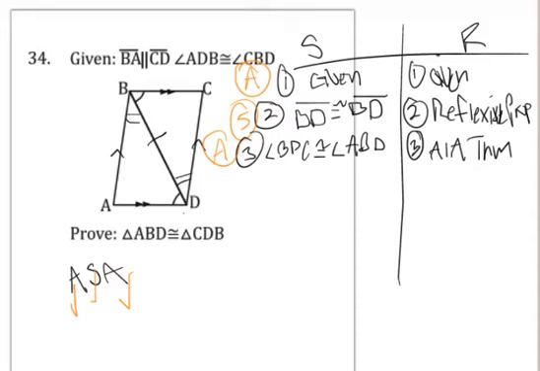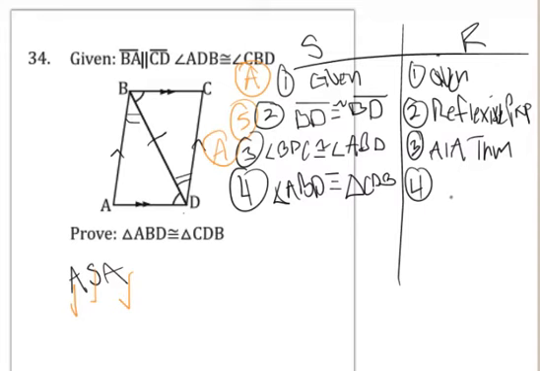I'm good. This is why these proofs are so easy, right? They're the best. I love them. They make me so happy. So we write a proof statement: triangle ABD is congruent to triangle CDB, and the reason is angle side angle. Boom! Got it. Remember, pause them if you need.